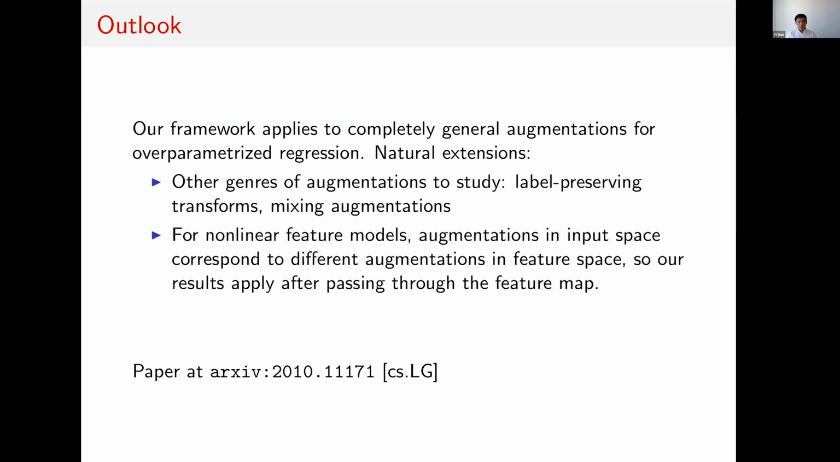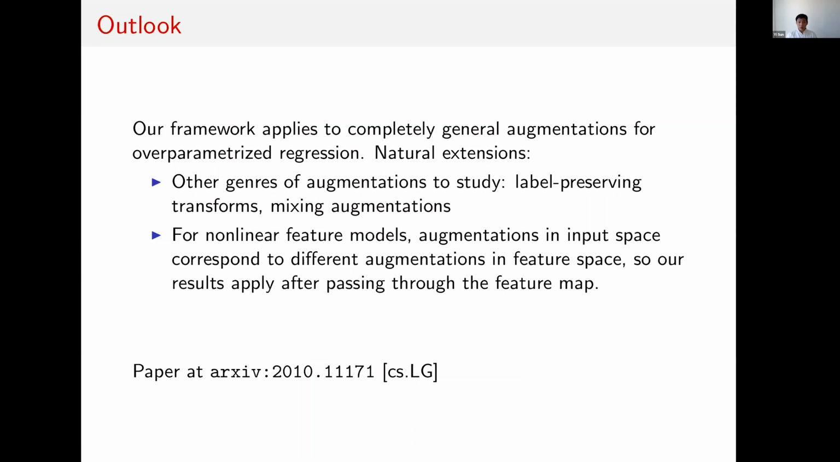Okay, so to summarize, we presented a framework which can handle completely general augmentations in this pretty restrictive setting of overparametrized regression. And there are a few natural extensions to study. First, we've only really discussed noising augmentations so far, whether through the choice of data points or through directly adding noise to the inputs. So there are a few other common genres of augmentations, such as label-preserving transforms or mixing augmentations. And it'd be interesting to see what the specializations of our conditions in the general results mean for these types of augmentations.